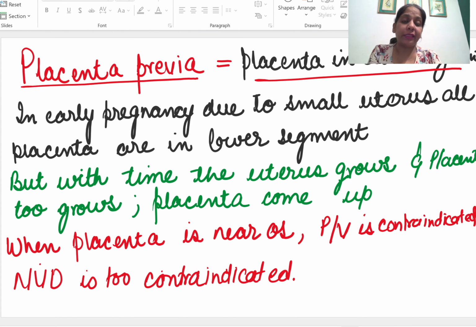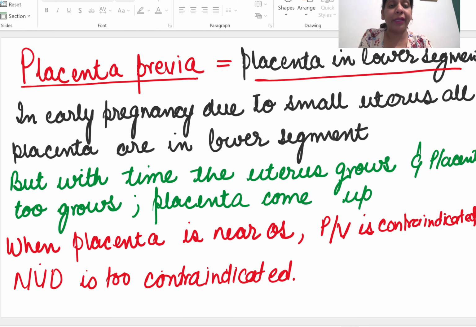Let us study the next thing, placenta previa. You all know previa means lower segment. If the placenta is in the lower segment of the uterus, it is placenta previa.